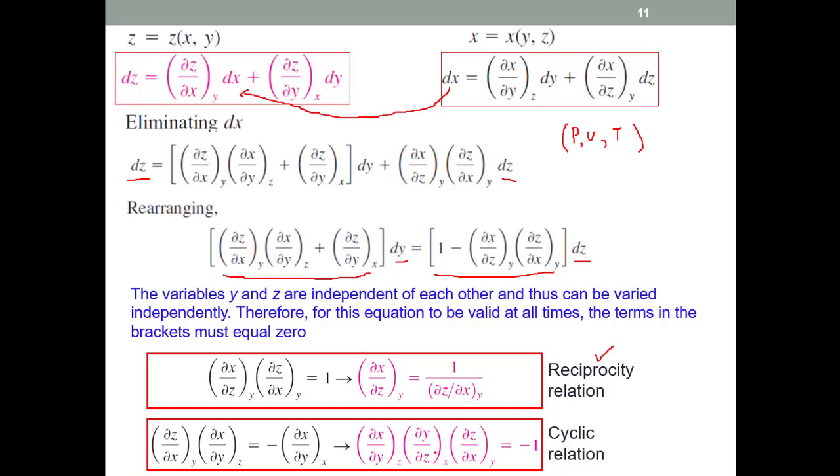That should be equal to 1. So that means if we have 3 independent variables, x, y, and z, how can we relate them? We can relate those independent variables by using the cyclic relation. Partial x by partial y when z is constant, partial y by partial z when x is constant, partial z by partial x when y is constant, is equal to minus 1. Please try to practice these 2 relations, the reciprocity relation and the cyclic relation.